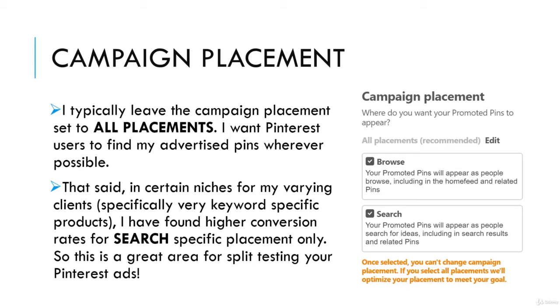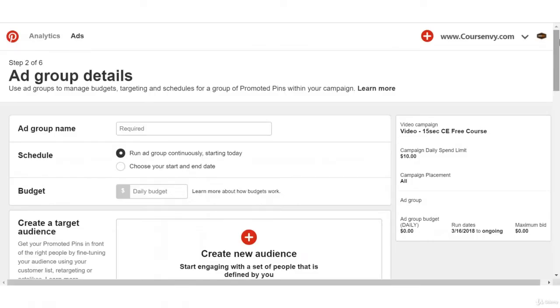I want Pinterest users to find my advertised pins wherever possible. That said, in certain niches for my varying clients, specifically very keyword specific products, I have found higher conversion rates for search specific placements only. So this is a great area to split test your Pinterest ads if interested. Now we're on step 2 of creating our ad, which is the ad group details.